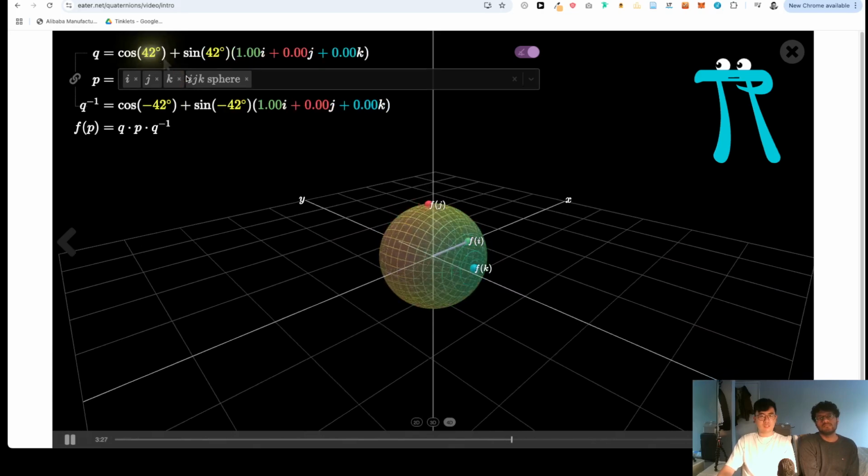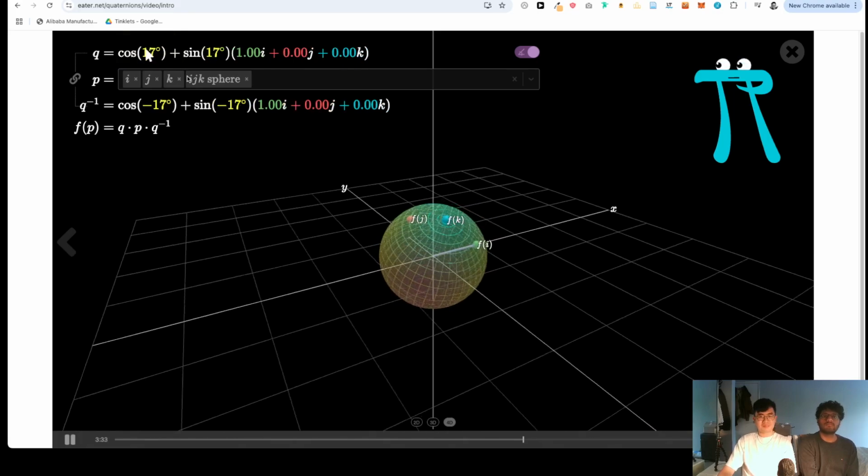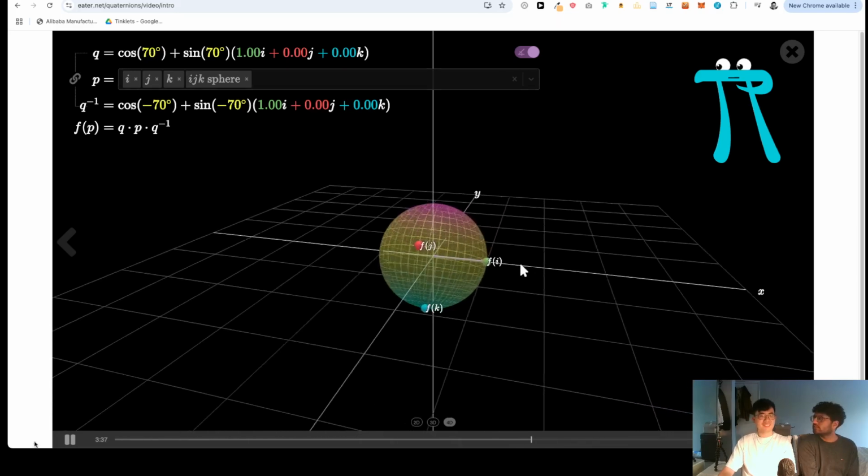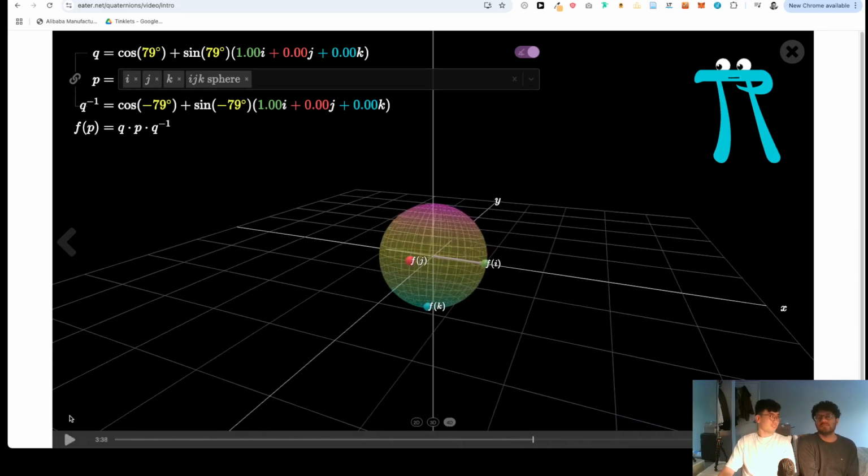Is this a 90-degree rotation? Why is it only 45? So the first thing you'll probably notice is that everything is rotating about the x-axis, which corresponds to the number I. So cos 45 is root 2 over 2, and then sine 45 is root 2 over 2. And then what's 1i plus 0j plus 0k.